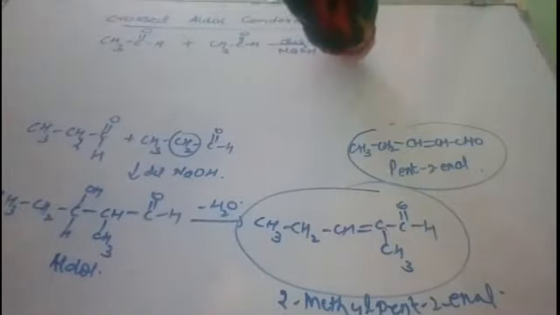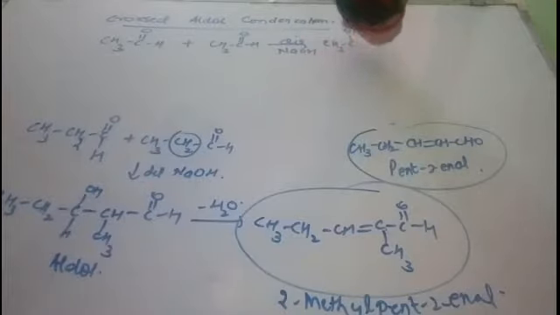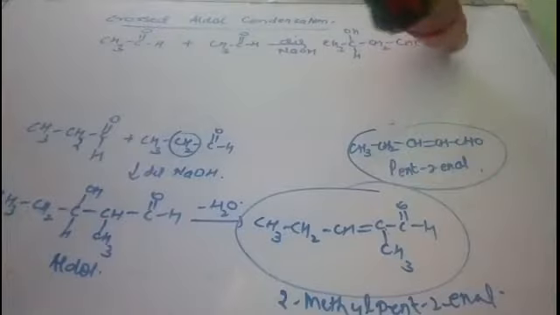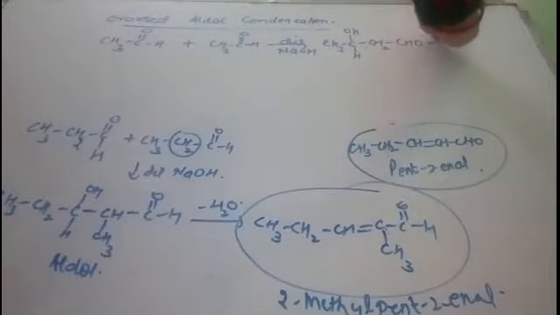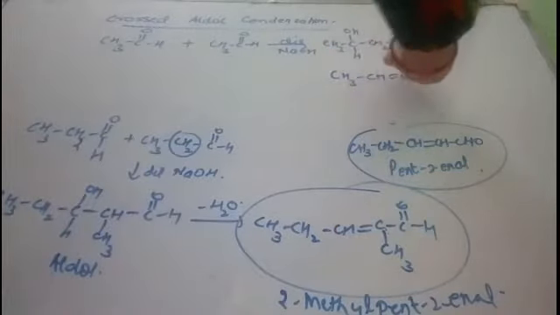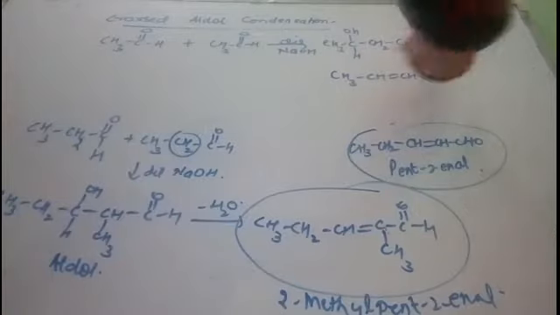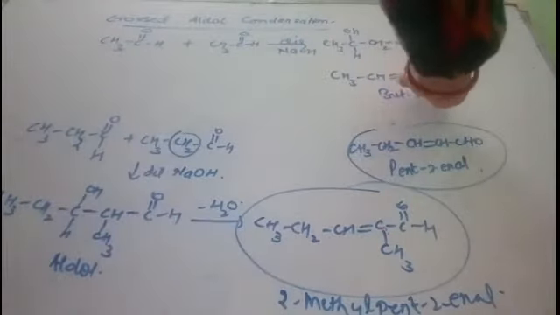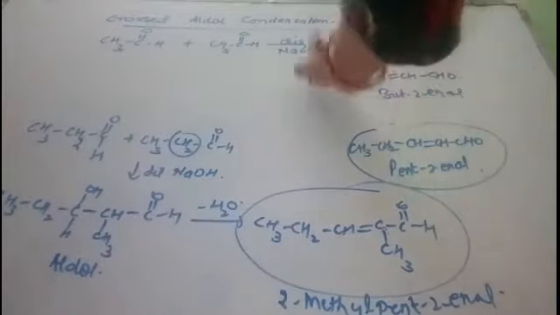okay, so you will get here first beta hydroxyaldehyde, which will lose water molecule, okay, to give you alpha beta unsaturated aldehyde, that is butenal. Means this is your fourth product.